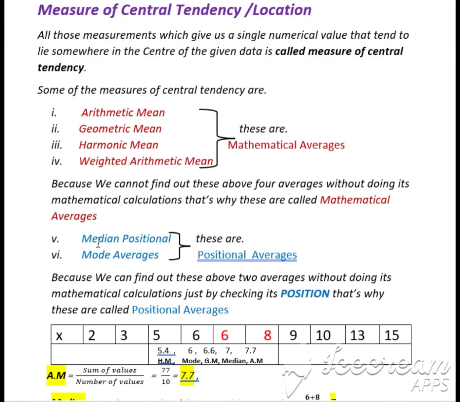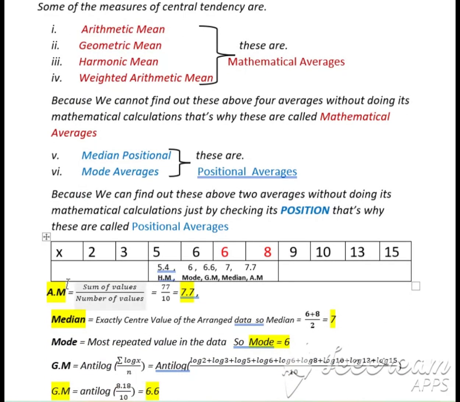Now let me show you how these six averages are calculated. Let me calculate by this example.